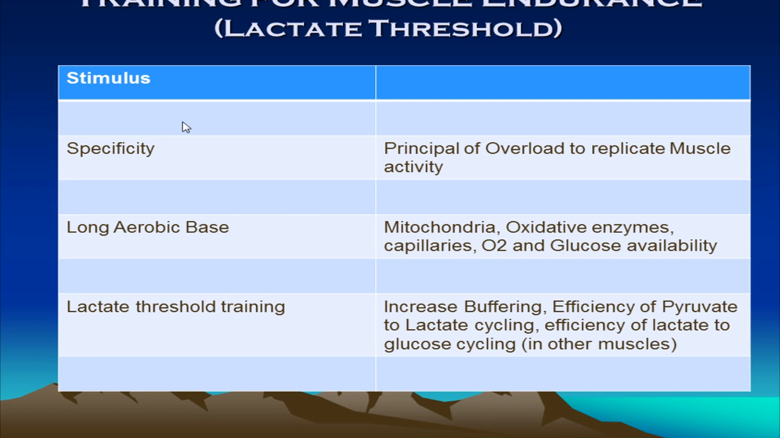So if it's cycling, that's different to pole vaulting, which is different to swimming, which is different to kayaking. So specificity is important. The next thing is a long aerobic base.